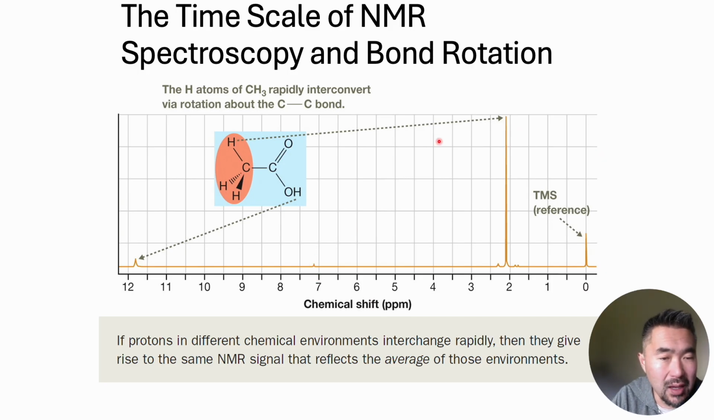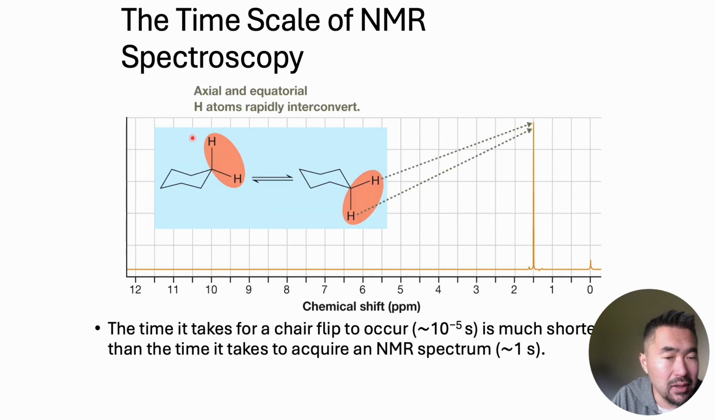But anyway, you see just this one peak for these. Oh no, I can't go back with this PowerPoint. Sorry. You see one peak for those 3 hydrogens on a methyl group, because those 3 hydrogens can rotate around the single bond. So that makes those 3 totally equivalent.